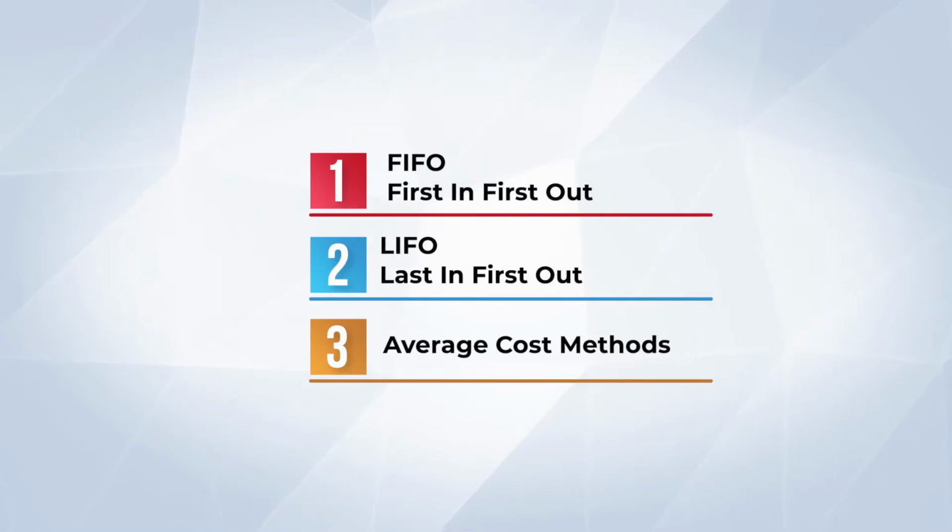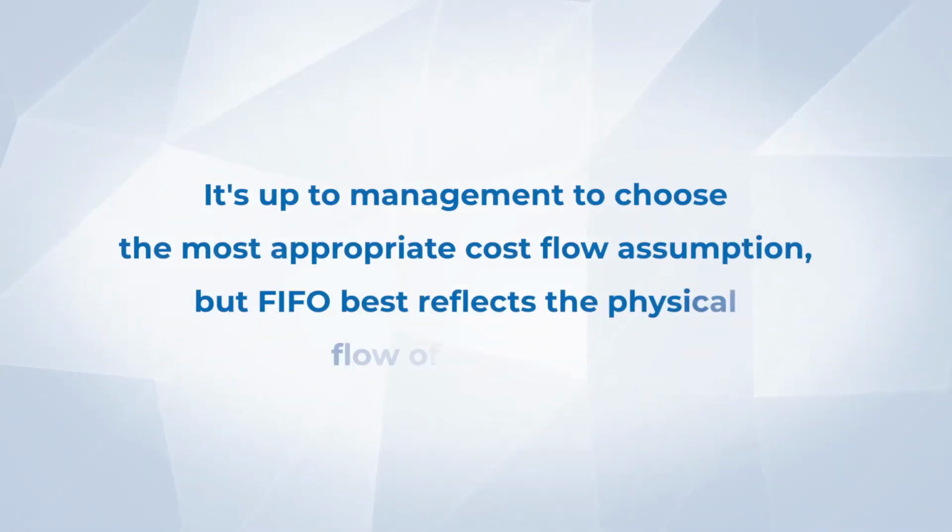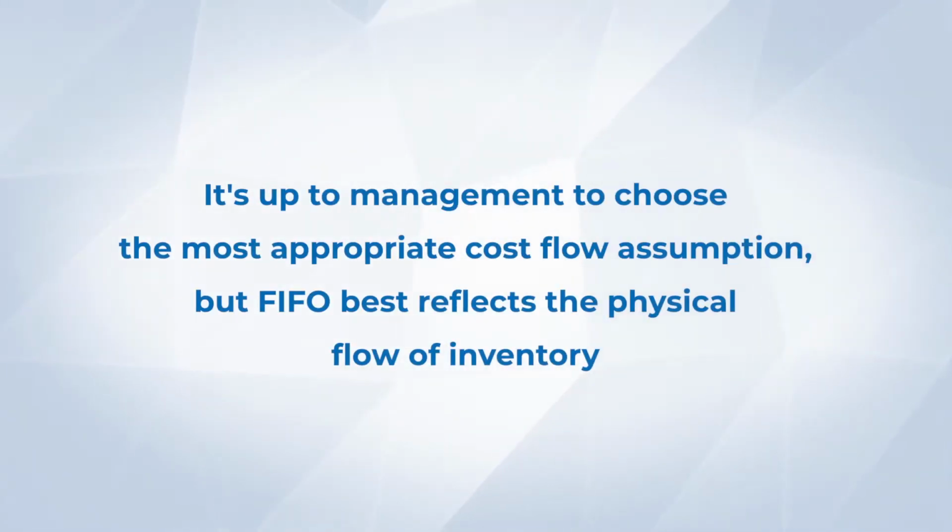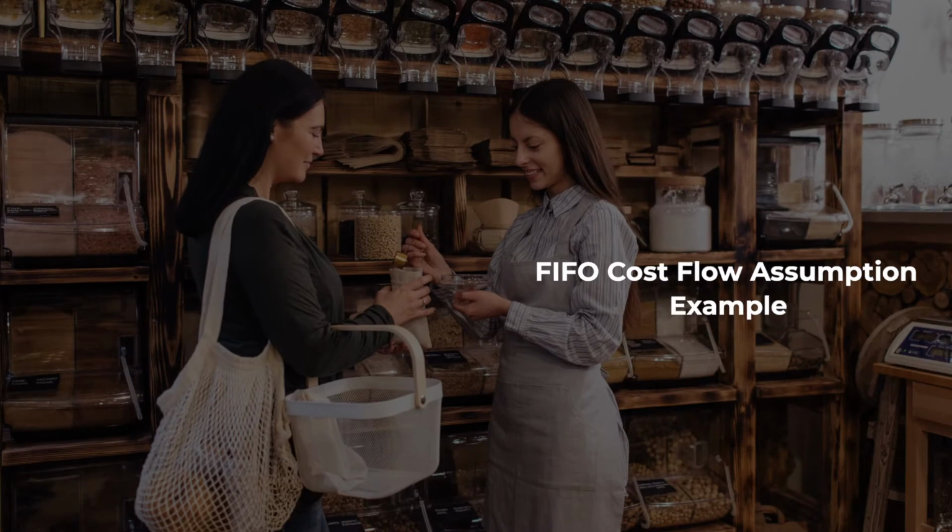These assumptions include first in, first out, FIFO, which we'll discuss in depth later, last in, first out, LIFO, and average cost methods. So it's completely up to management to choose the most appropriate cost flow assumption, but FIFO best reflects the physical flow of inventory. Let's chat through an example so that you can understand why that might be.